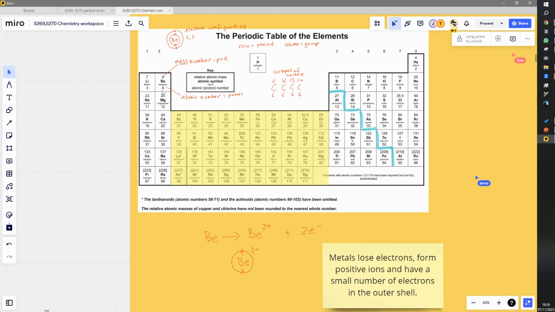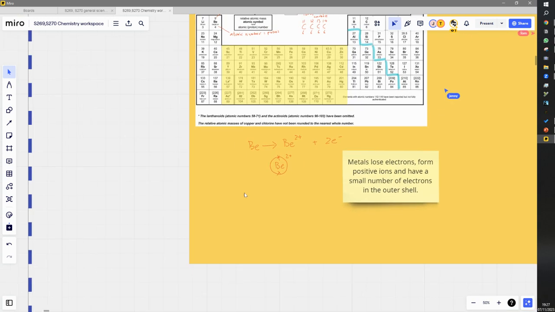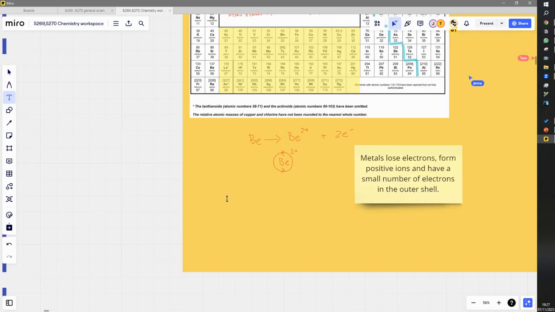Lose 2 electrons. So group 1 metals will form +1 ions. Group 2 metals will form +2 ions. And group 3 metals will form +3 ions, apart from boron. So what about the transition metals? They form more than one type of ion.